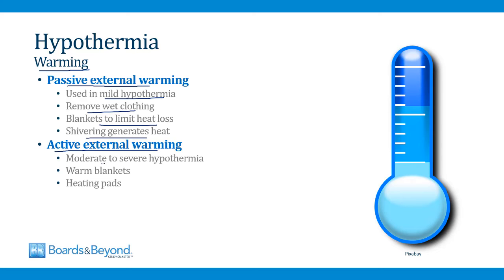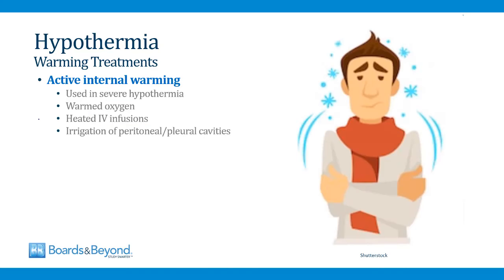The next level up in warming techniques is called active external warming. This is used in moderate to severe hypothermia, and the idea here is to use things like warm blankets and heating pads to actively warm the patient. And then the most aggressive way to warm a patient is called active internal warming. This is used only in severe hypothermia. This involves internal measures to warm the body. This is things like warmed oxygen, heated IV infusions, and in severe cases of hypothermia, you can even irrigate the peritoneal and pleural cavities with warm fluids to raise the body temperature.